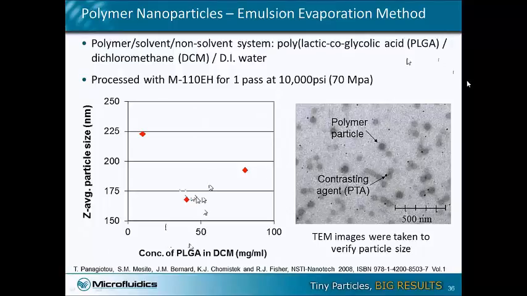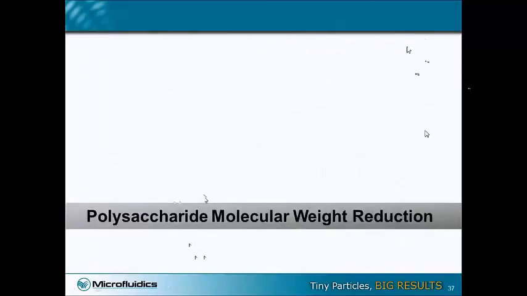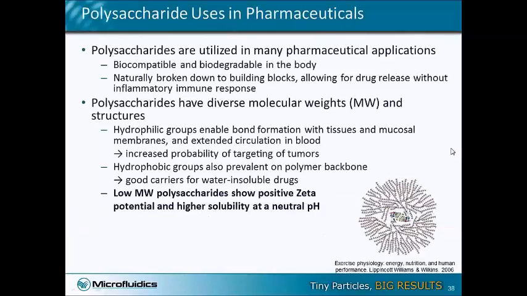My last example is actually reducing the molecular weight of polysaccharide. Polysaccharides are utilized in many pharmaceutical applications because they're natural to our body. They're biocompatible and biodegradable inside the body, and they can be broken down to the body's building blocks naturally. This allows for drug release without an inflammatory immune response.